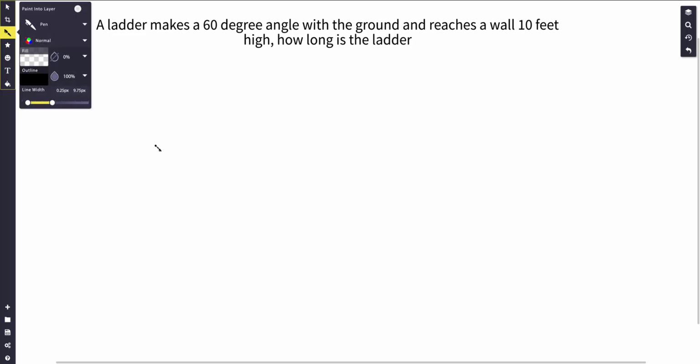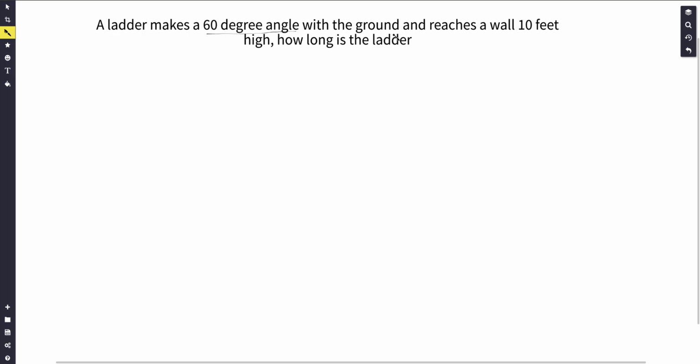So this one, we're not provided an initial triangle or anything. We're just given a scenario. So what I like to do is draw out, okay, what's their scenario? A ladder makes a 60-degree angle, I'm going to underline that, with the ground and reaches a wall 10 feet high. So let's draw a wall right here. And then we're given a ladder, and it's leaning against that wall. Let me draw a better ladder there, leaning against the wall, and then the ground is right there.